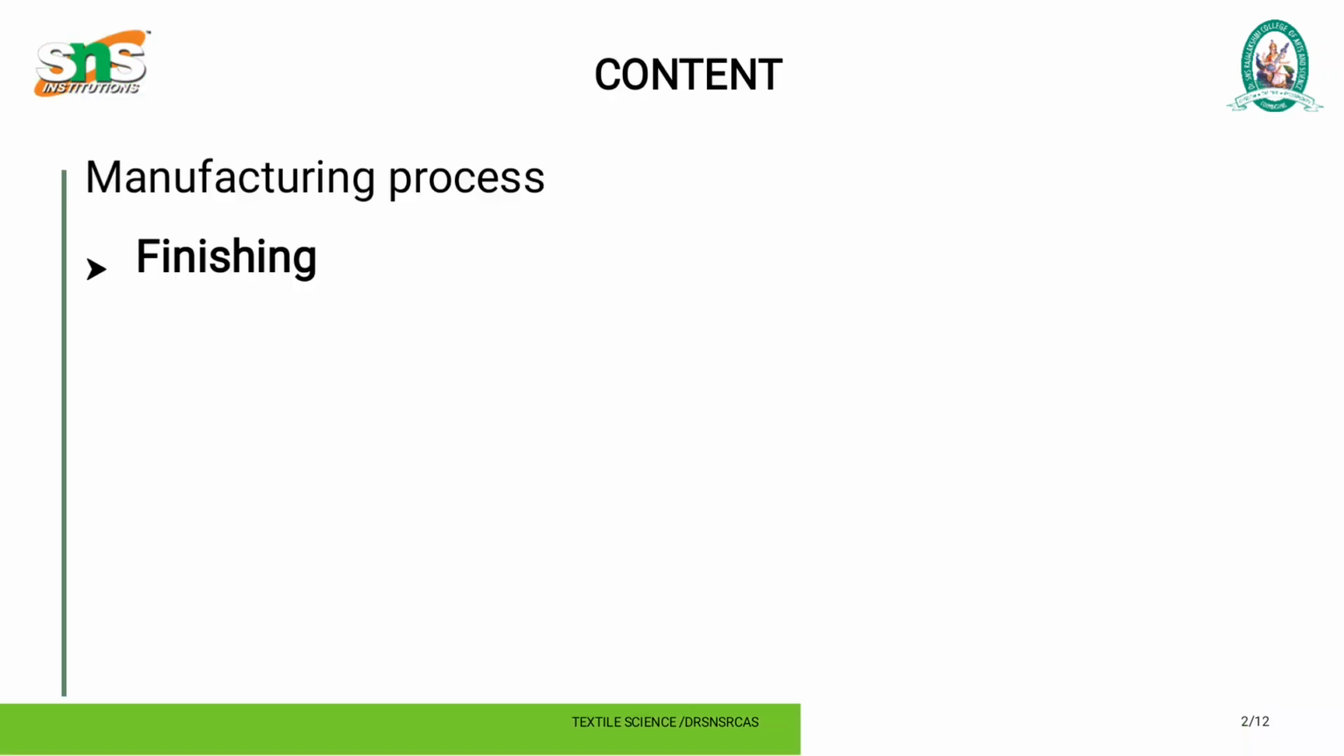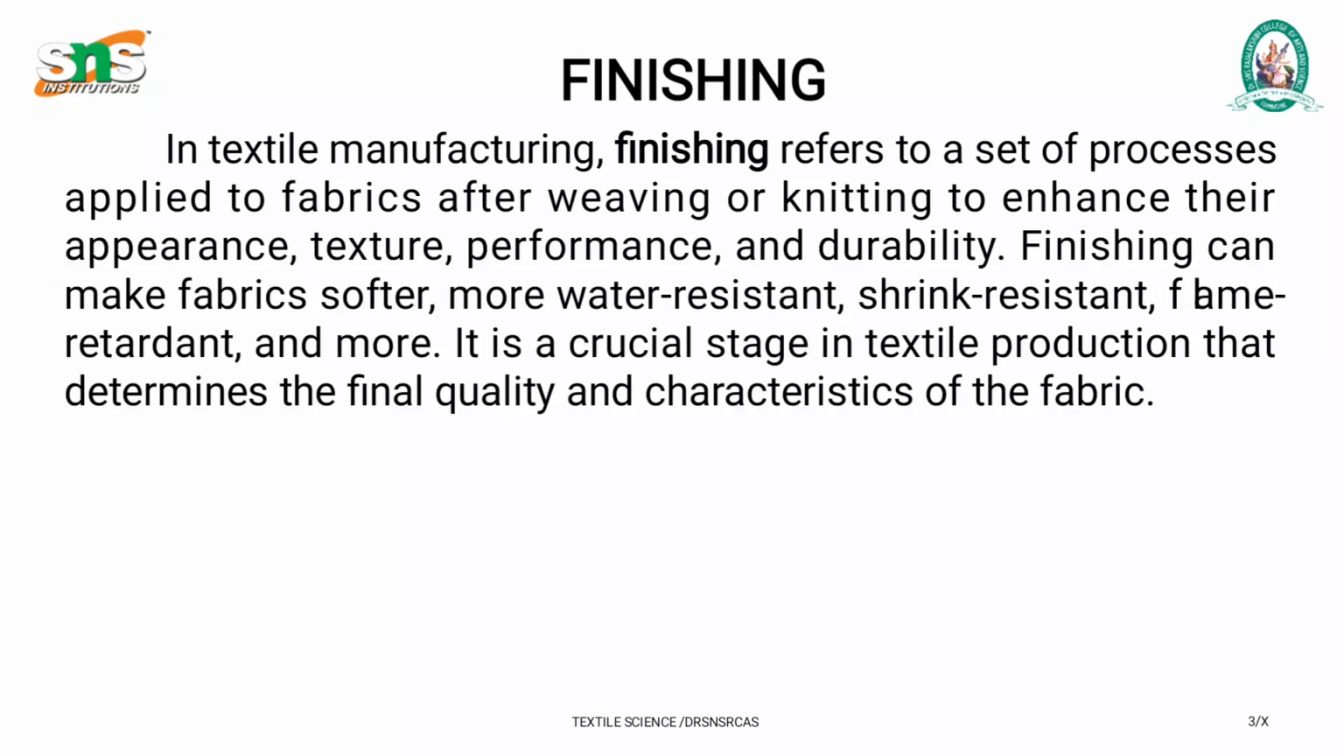So in this video, we are going to see about the finishing process, which is the end process of the manufacturing process. Finishing. In textile manufacturing, finishing refers to a set of processes applied to a fabric after weaving or knitting to enhance their appearance, texture, performance, and durability. Finishing can make fabric softer, more water resistant, shrink resistant, flame retardant, and more. It is a crucial stage in textile production that determines the final quality and characteristics of the fabrics.